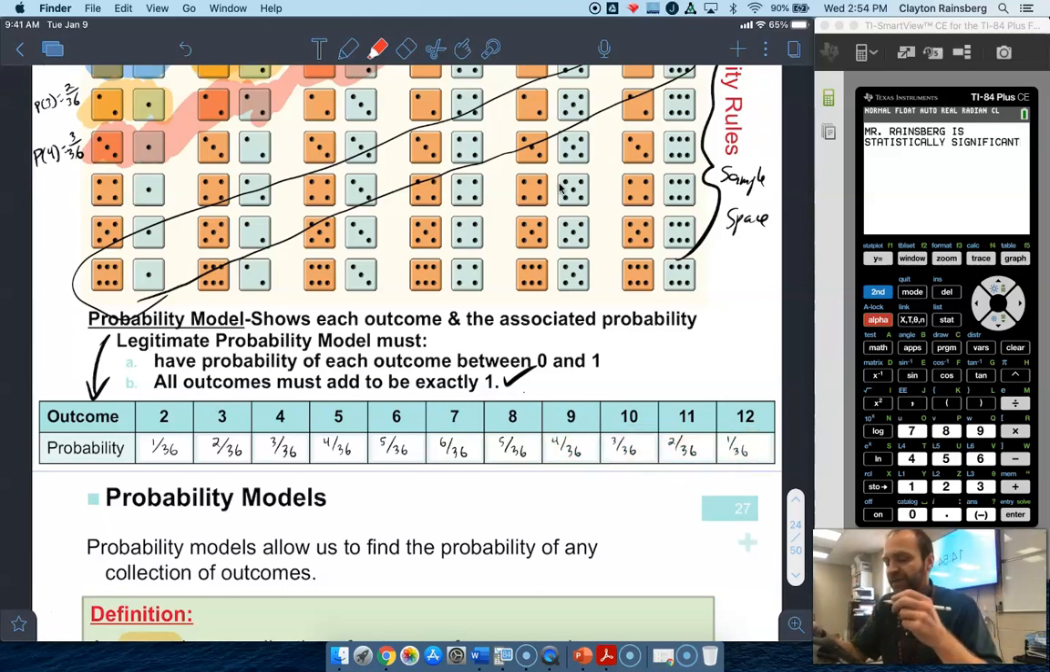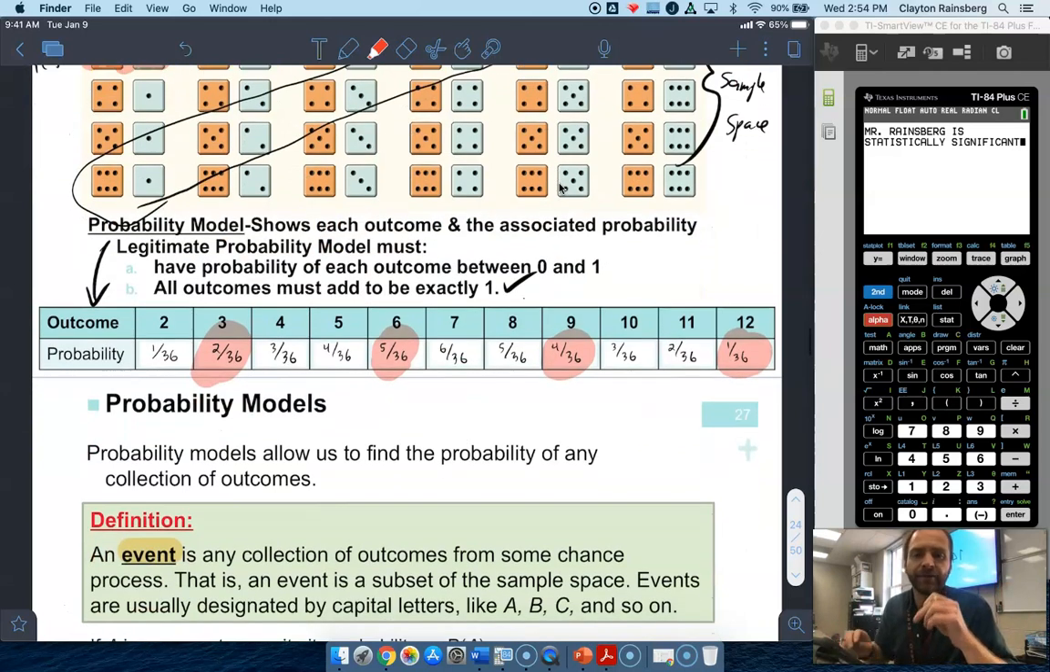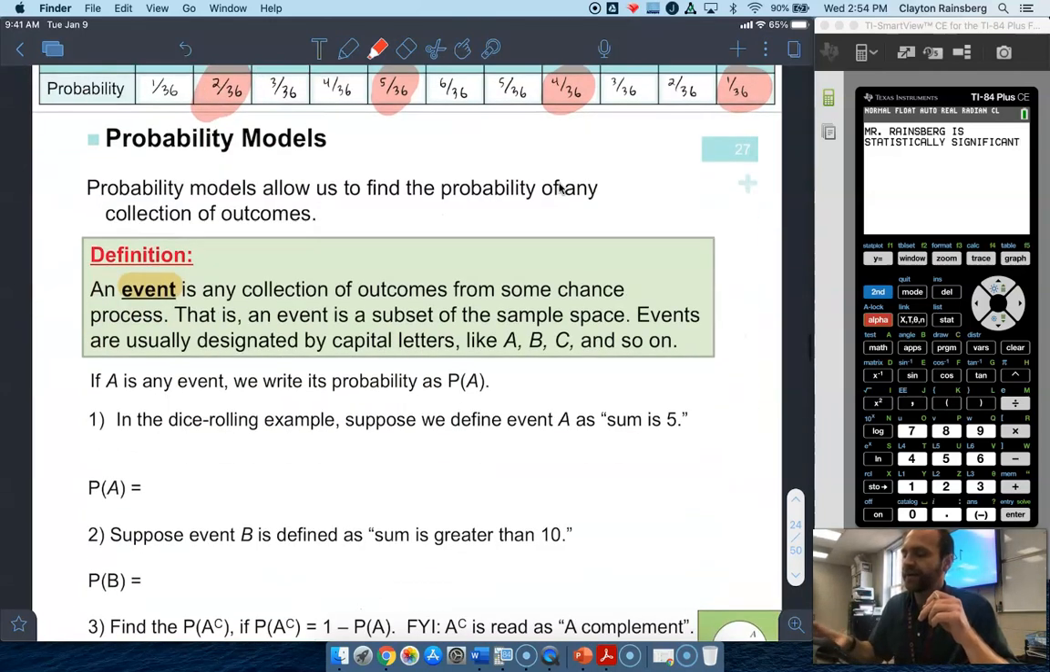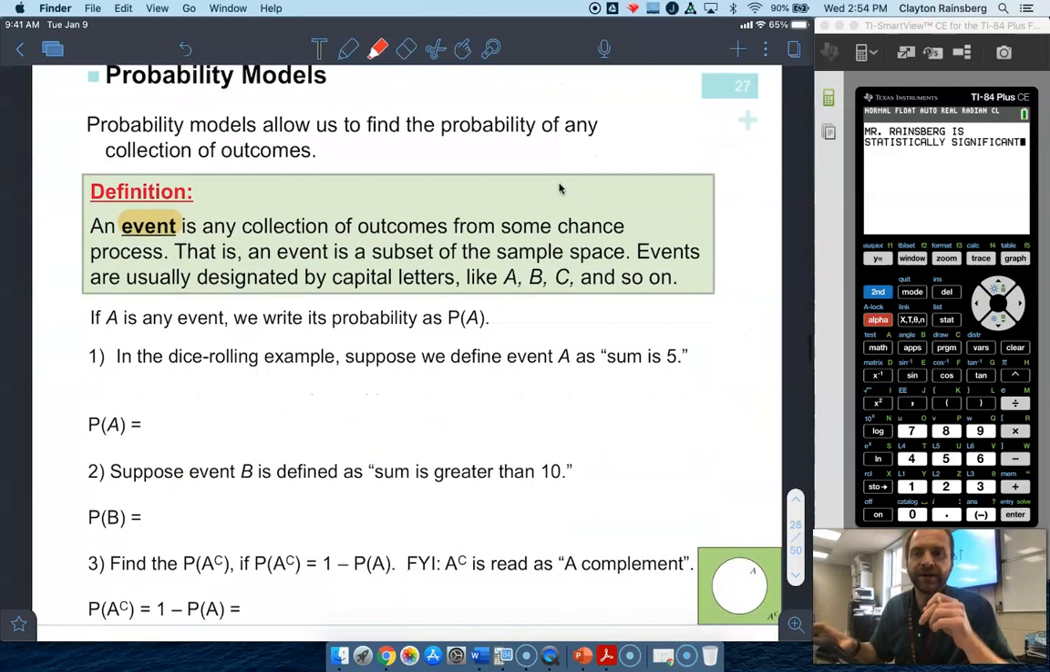I could ask you, what's the probability of rolling a multiple of 3? Well, 3, 6, 9, 12. I could add those and get it. So that's how probability models are helpful for us. It allows us to calculate probabilities of a certain scenario. So an event is any collection of outcomes from some chance process. And so what we're going to do is look at calculating some of these.